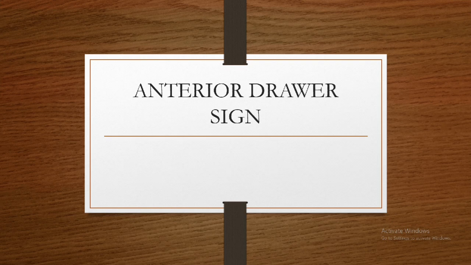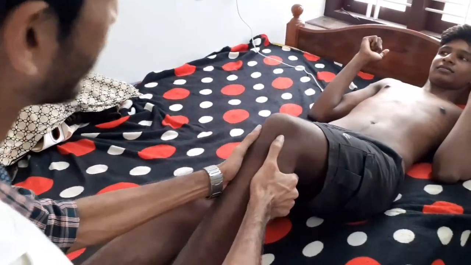The examiner should sit on the foot of the patient's leg. Place a hand along each side of the patient's knee while palpating the joint line. Apply a posterior to anteriorly directed force through the superior tibia.